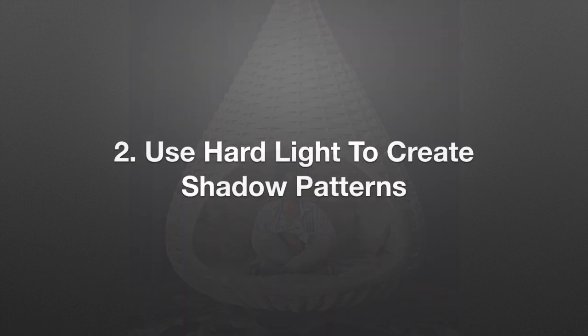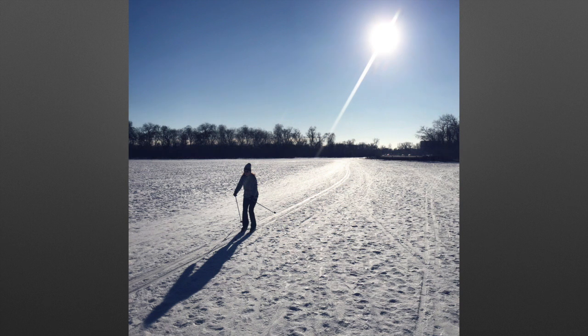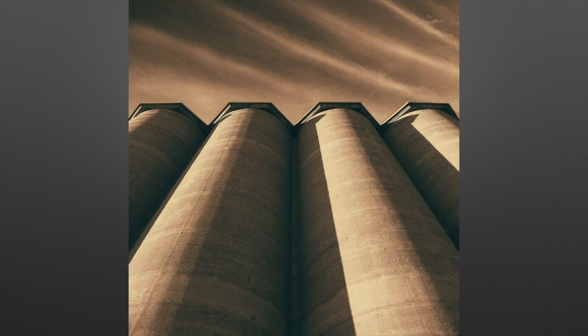So the next tip I want to tell you is about the opposite kind of light. It's about hard light and how you can use hard light to create shadow patterns. To understand hard light, you can think about what light looks like on a sunny day where the shadows have very crisp edges to them and the difference between light and dark is quite extreme.